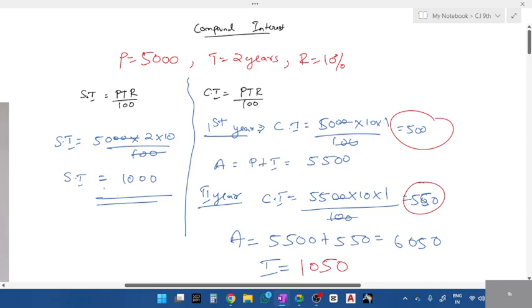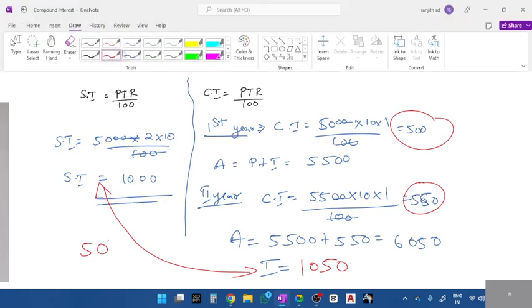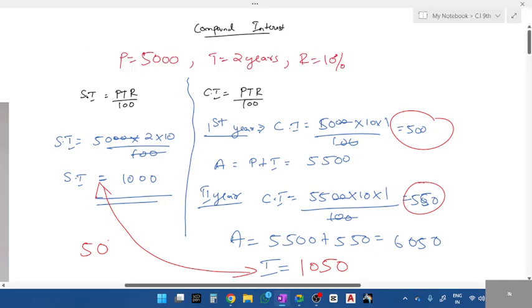So what is the difference between compound interest and simple interest, students? 1,050 minus 1,000 is 50. So the rate is 10%. The rate is a single rate given. This is one type of question. Understood? Any doubts in this?